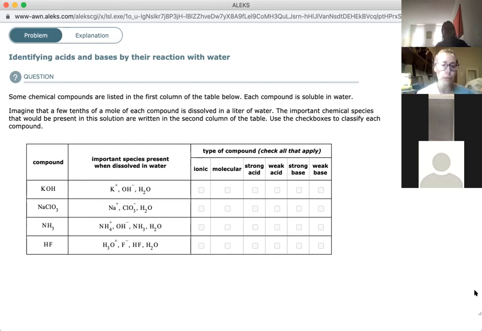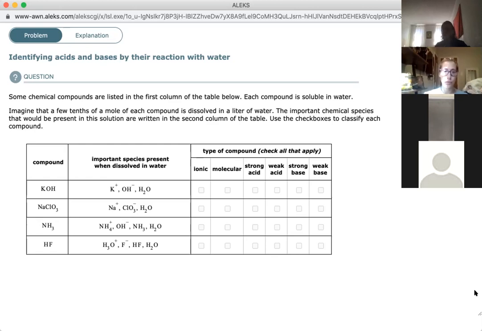Okay. So let's take a look at the first one, K plus, OH minus, and H2O. If you take KOH and put it into water, you get K plus and OH minus. Well, that tells you, one, it's ionic, right? It's dissolving to form ions, so it's an ionic compound. But it also tells you that you're getting hydroxide, and anything that forms hydroxide is a base. So that means you're talking about a base. Then you ask yourself, is it a strong base or a weak base?